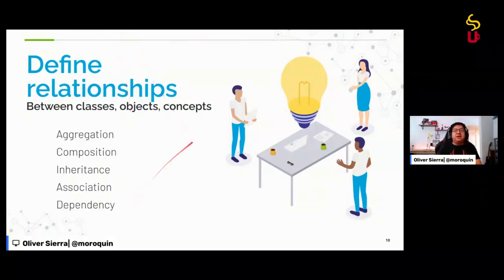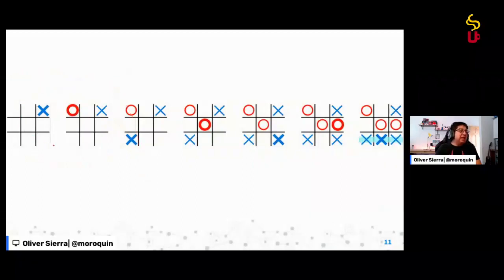So in the next slides, I'm going to talk about the problem, and the problem that we are going to face this time is tic tac toe. I think that every one of you knows tic tac toe and has already played it. But before that, the most important relationships that we are going to discuss are aggregation, composition, inheritance, association, and dependency.